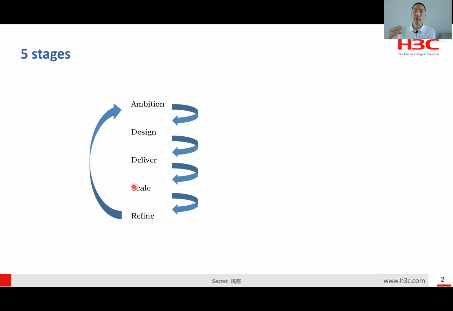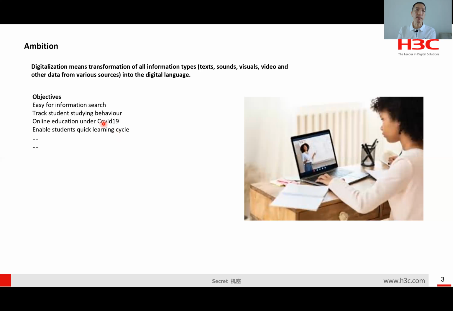So actually, most of the customers will go through different stages. And when you talk to them, when you approach them, right, you have to know which stage they are at right now, and we should get the right information on the topic and talk to them. So first of all, we talk about the ambition.